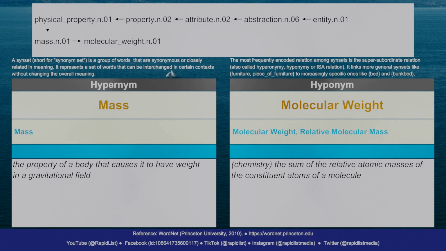Molecular weight. Chemistry, the sum of the relative atomic masses of the constituent atoms of a molecule.